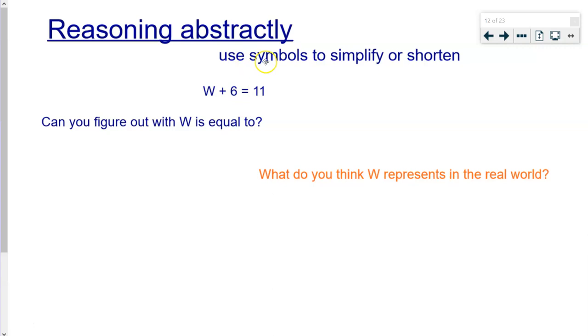And that is an abstract representation. But now the question I have is, what do you think W represents in the real world? What do you think W actually represents? Does it represent windows? Does it represent whales? Does it represent widgets? Do you know what it represents? And that's the challenge, it could represent anything. We don't know because it's too abstract. We're just using symbols, it's too abstract.